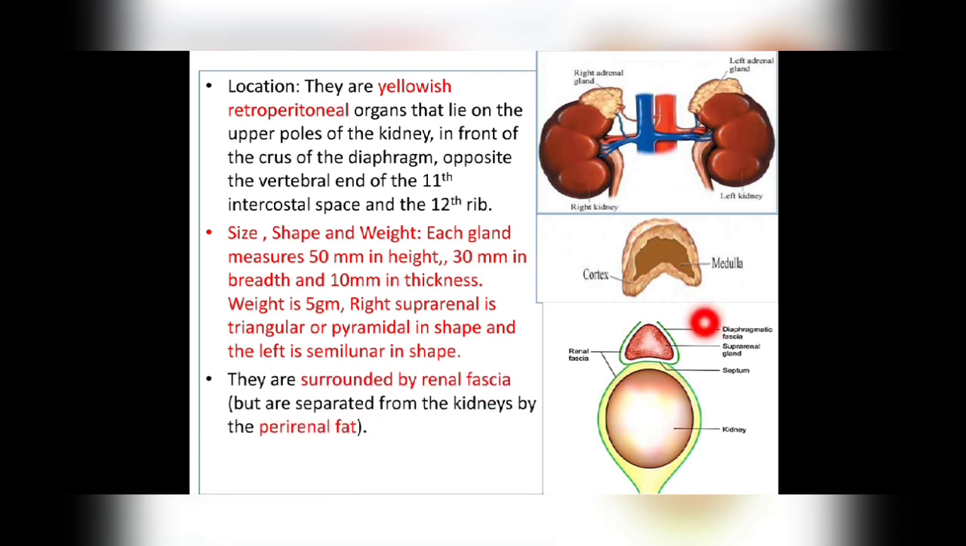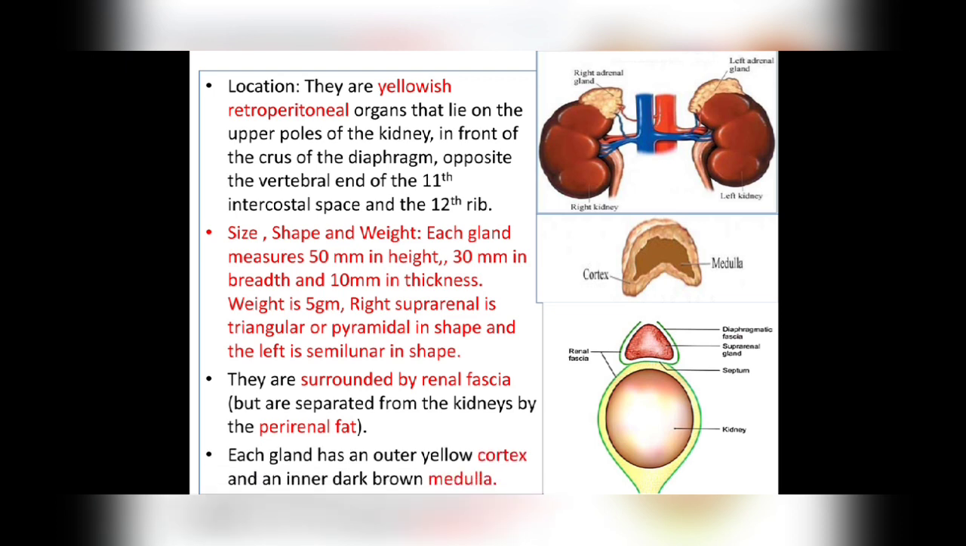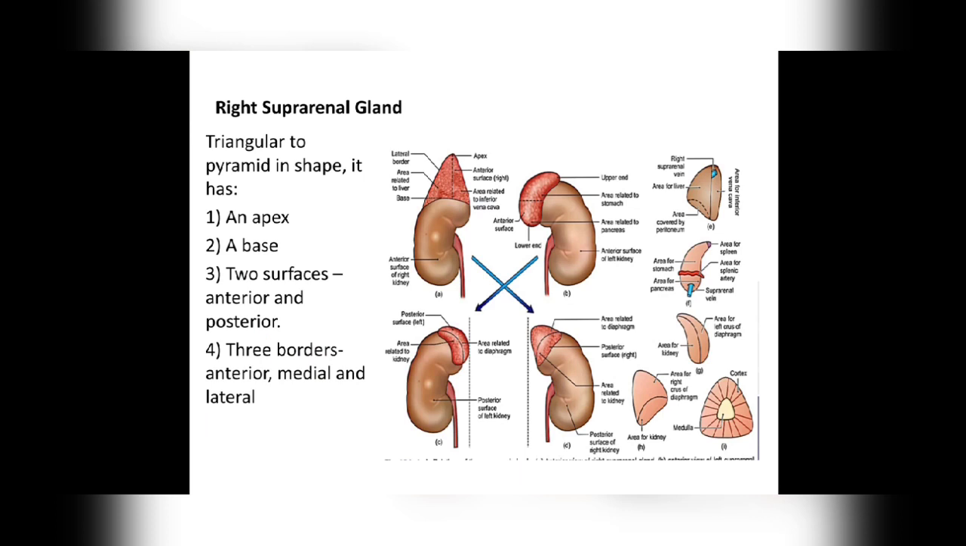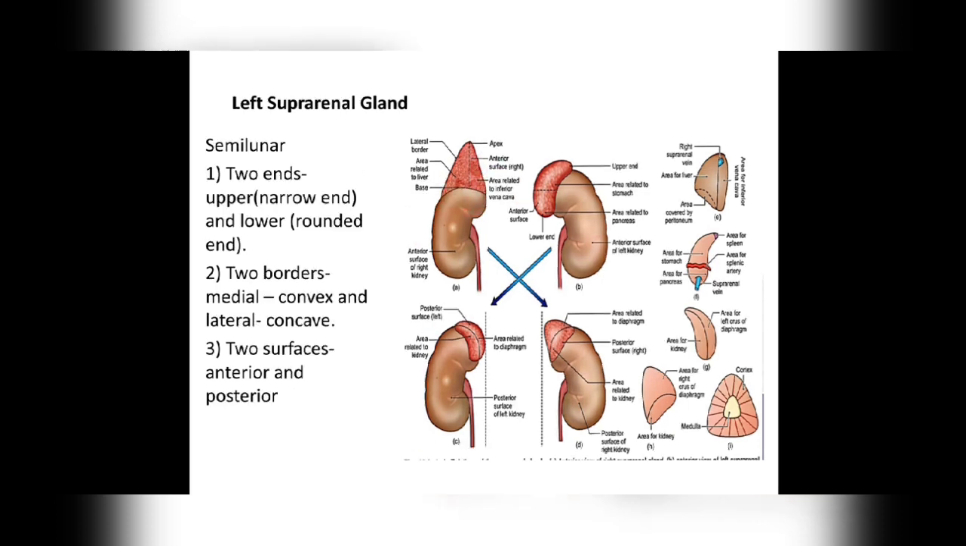They are surrounded by renal fascia. This is the suprarenal gland surrounded by renal fascia but separated from the kidney by perirenal fat. Each gland has an outer yellow cortex and inner dark medulla. Right suprarenal gland, triangular to pyramid in shape. It has apex, base, two surfaces, anterior and posterior, and three borders, anterior, medial and lateral.